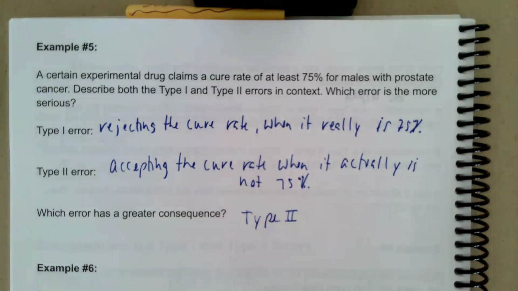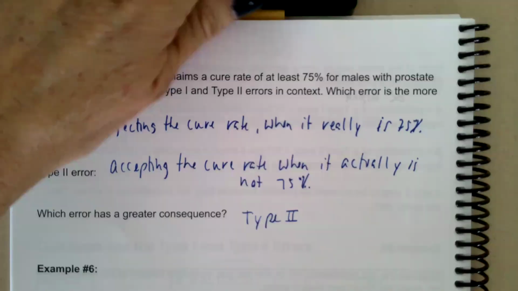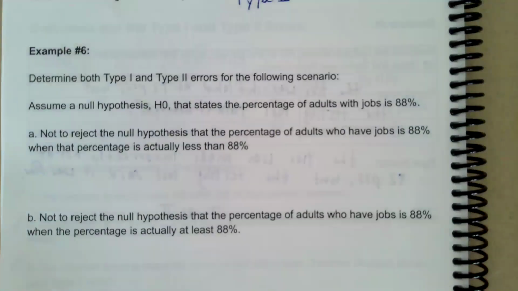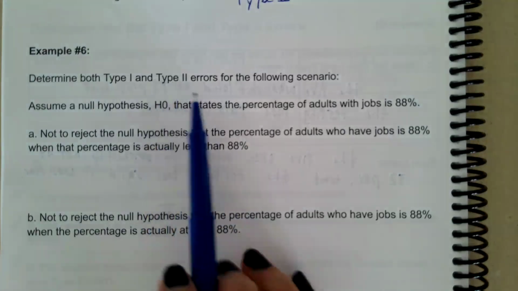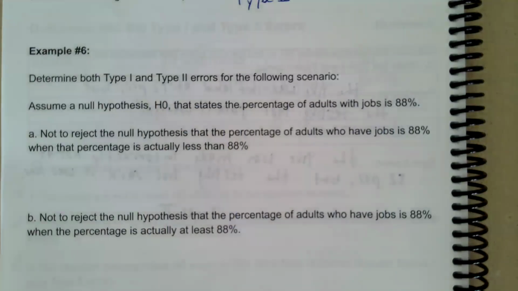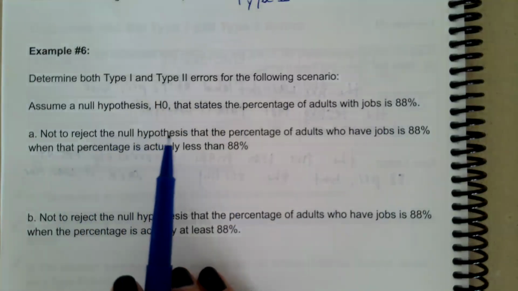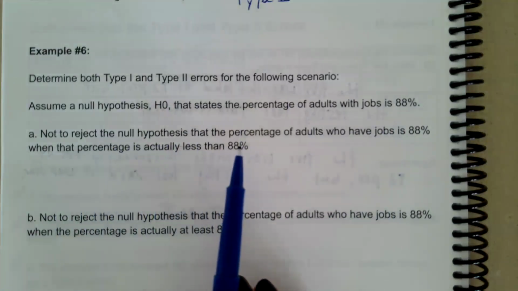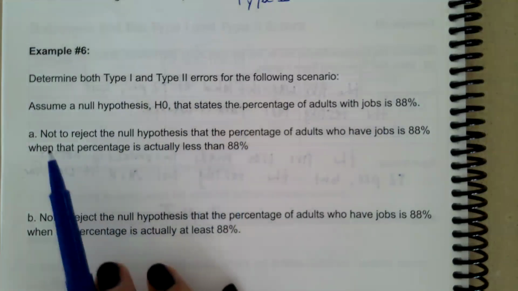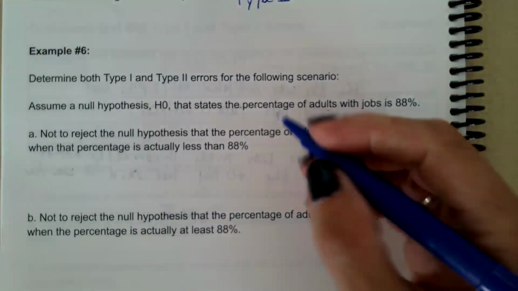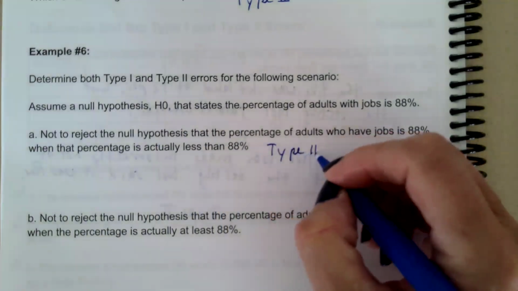Okay. So let's look at the last example in this first part of 8.1, example 6. Determine both type 1 and type 2 errors for the following scenario. Assume a null hypothesis H0 that states the percentage of adults with jobs is 88%. Okay. Not to reject the null hypothesis that the percentage of adults who have jobs is 88% when that percentage is actually less than 88%. So you don't reject H0 when it really is not true. That is a type 2 error.